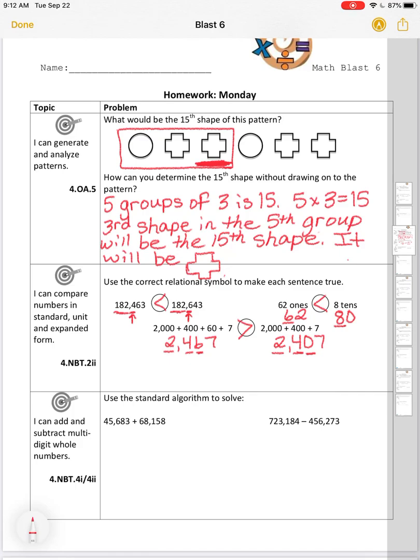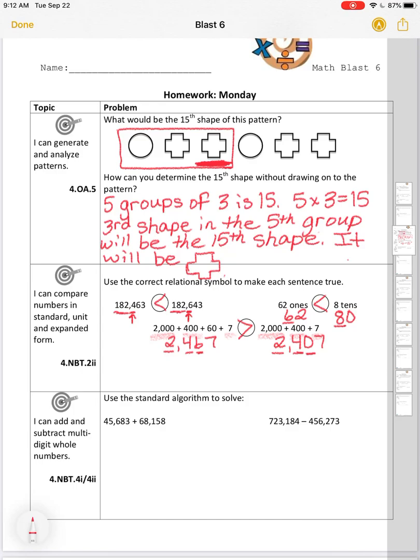Now I didn't have to write both numbers in standard form. I just like to be able to compare my like place values starting with that greatest place value. In the expanded form here, I could have also seen that both of my numbers have 200,000, both had 400, both had a 7, and so obviously the one on the left is going to be greater because it also had that 60. I can add and subtract multi-digit whole numbers.